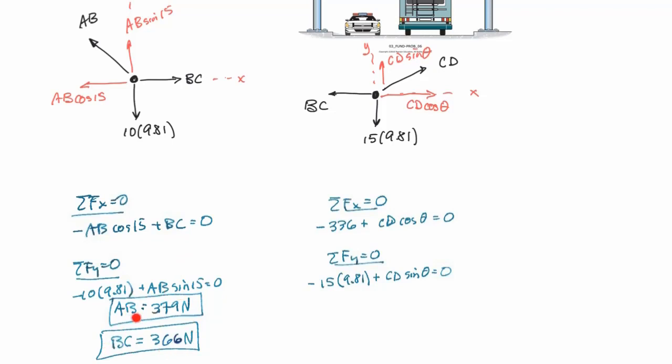Once I have AB and BC, I can move over to here. Again, I know that BC has the same force in this picture as it does in that picture. They're both in tension. So I can sum the forces in the x here. I got minus BC plus CD cosine theta, which is an unknown. I can't solve for either CD or theta at this point, but let's do it in the y direction and see what I can find. Sum of the forces in the y, I got minus 15 times 9.81 plus CD sine theta. Here I got two equations and two unknowns. I don't know CD and I don't know theta. So how do I solve that?